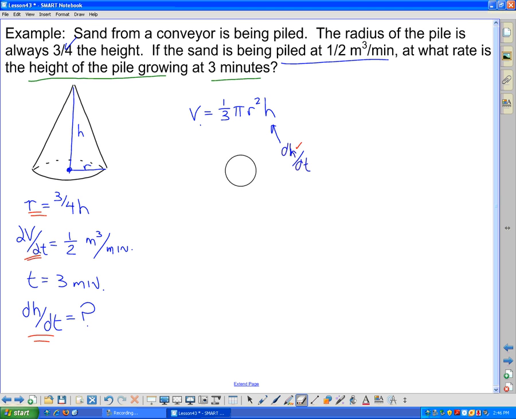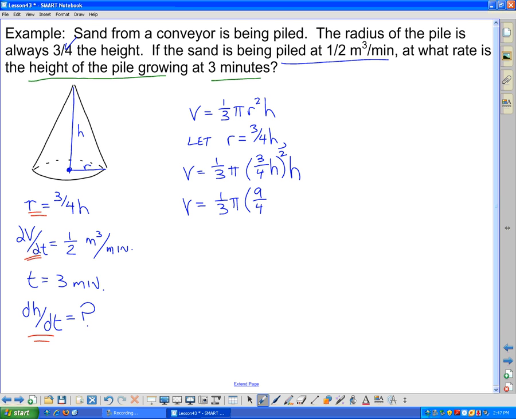Now, I've been given what r is equal to in terms of h. So this is where we're going to do a substitution and just get rid of r. If we let r equal 3/4 h, we're going to end up with a formula that has no r in it, and therefore I don't have to take a derivative of r, so you do not end up with dr by dt. Oops, don't forget the squared. So we'd end up with 1/3 pi multiplied by 9/4 h squared times h.